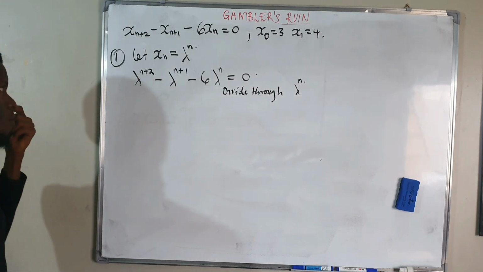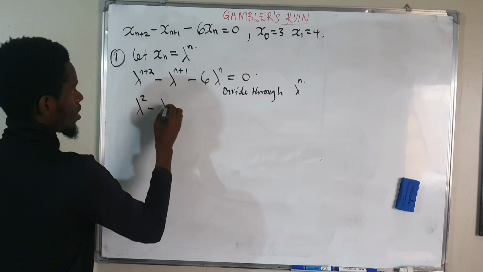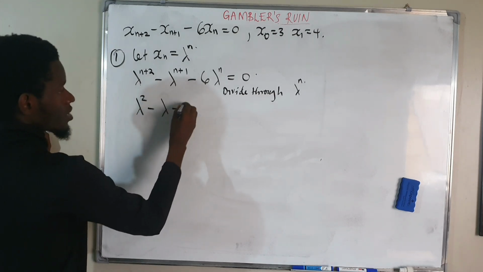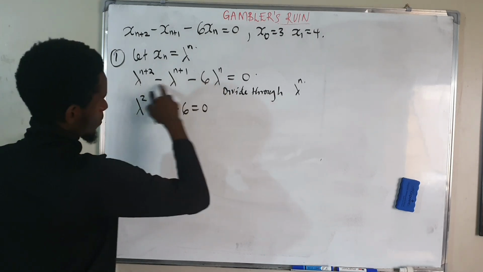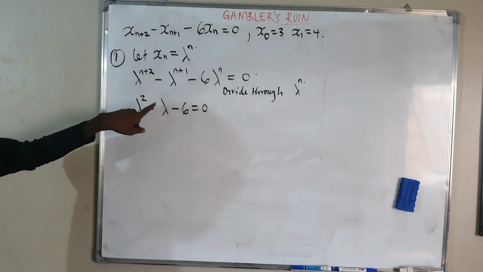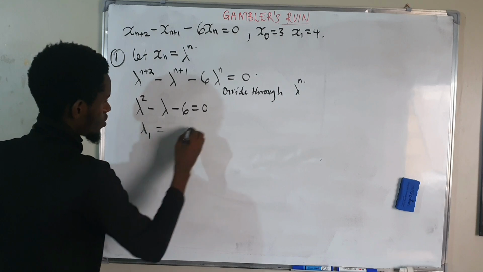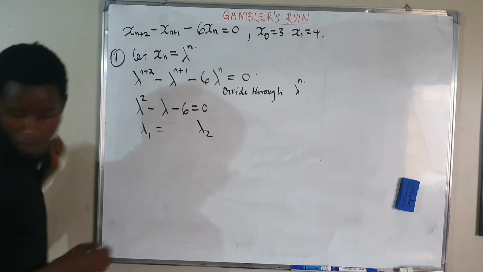What do I remain with? I'll have lambda squared minus lambda minus 6 equals 0, dividing through by lambda power n. Now from here, I'm able to find the values of lambda 1 and lambda 2. What's going to be my lambda 1? What's going to be my lambda 2?